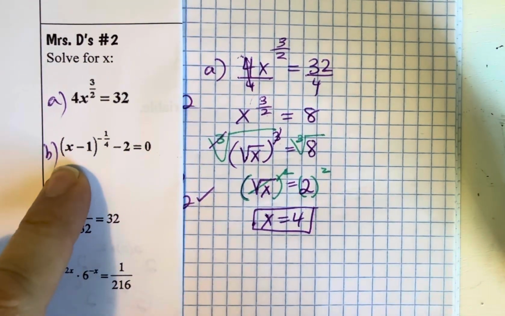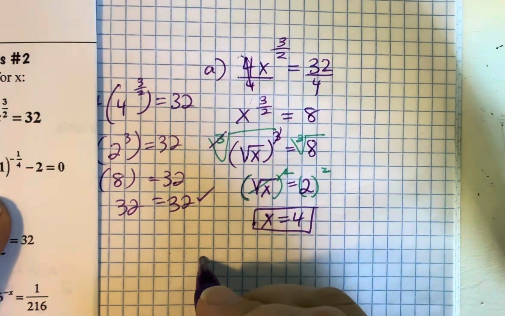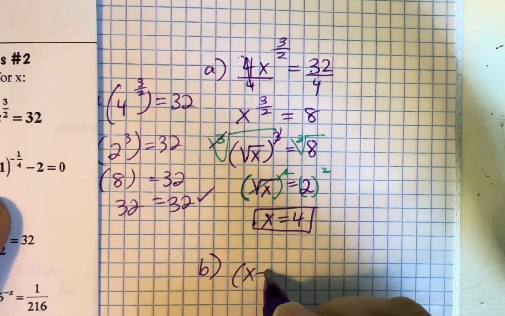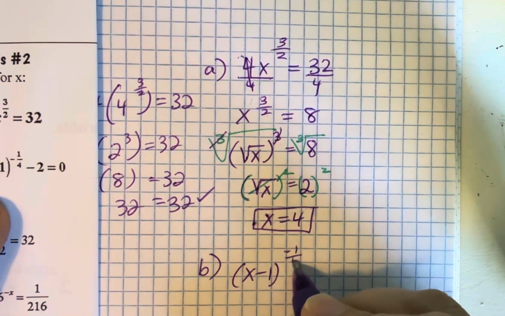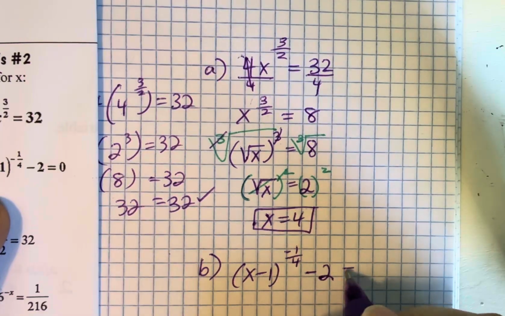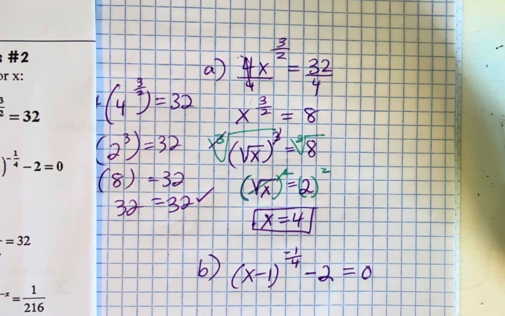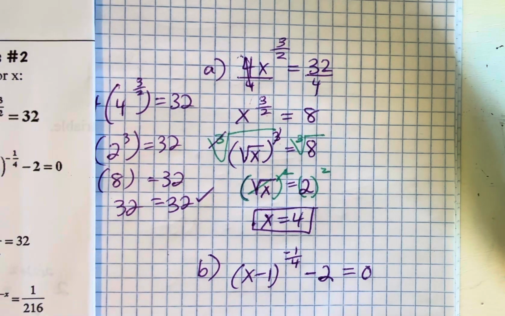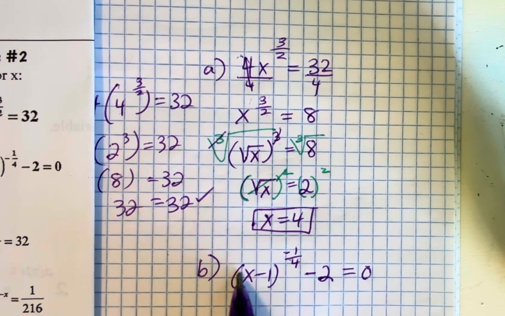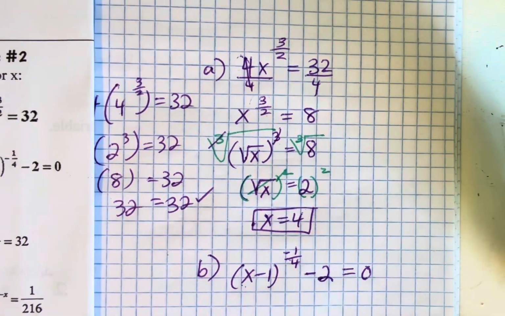The second one here, so part B, says, let's take x minus 1, raise it to the negative 1/4 power, subtract 2, and that gives us 0. So there's a lot going on here. Now we have a collection of terms being raised to the negative 1/4 power. I don't have to try to expand this out to the negative 1/4 power, because my goal is to get x alone. So I'm actually going to undo this. But before I can do that, I need to add 2 to each side.